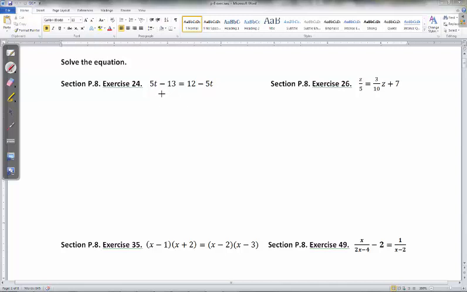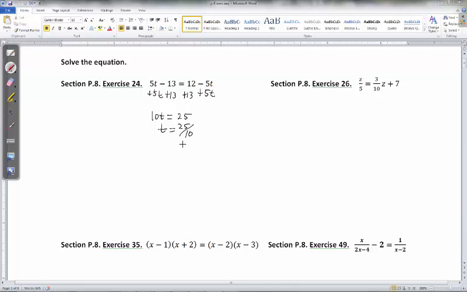Remember our set of steps. We start out by getting all of our variable terms on one side, getting all of our other terms to the opposite. So let's say we want to solve for t on the left. I'd want to move this negative 5t over, so we'll add 5t to both sides. And I'll move the 13 to the other side too, so plus 13, plus 13. This will get me 10t equals 25. And then I divide out the 10, have t equal 25 over 10.